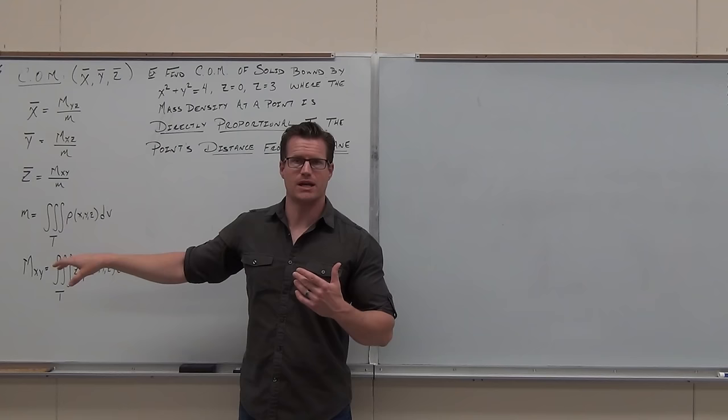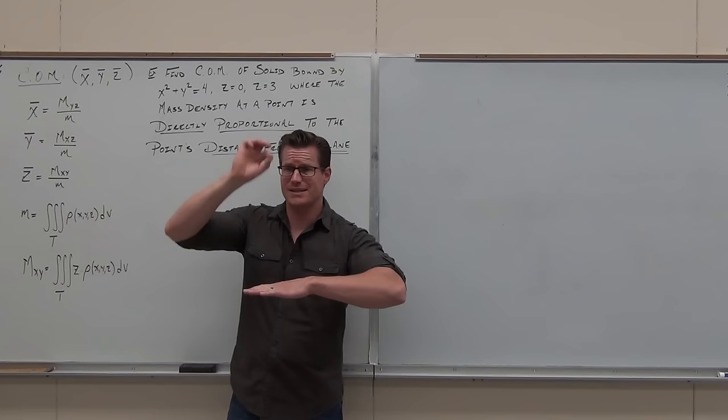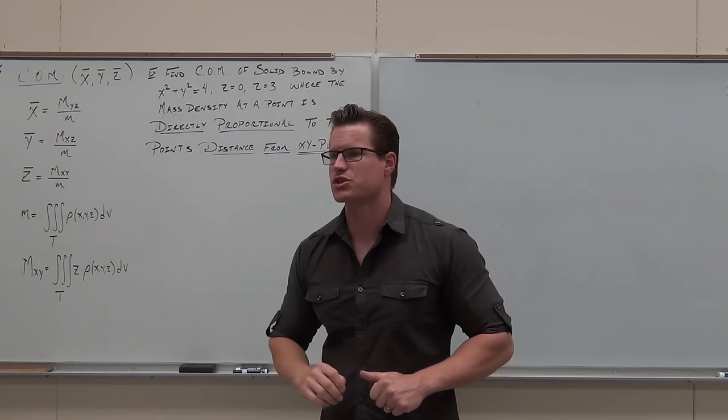The first moment of mass about the xy plane would give us a z measurement. Think about that. The distance away from the xy plane is a z measurement, and that would give us that coordinate. If I take this thing and divide by this thing, it gives me that z coordinate. I'm only writing one for one reason, and we'll find out in just a second. Head nod if you're okay on the review of that.